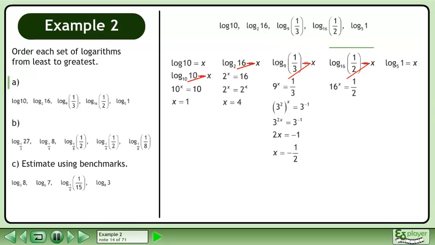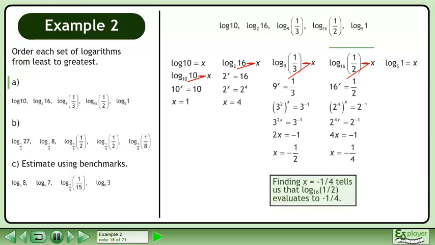The next logarithm can be written as 16 to the power of x equals 1/2. Write 16 as 2 to the power of 4 and write 1/2 as 2 to the power of -1. Multiply the exponents. Set the exponents equal to each other. This gives us x equals -1/4. Finding x equals -1/4 tells us that the base 16 logarithm of 1/2 evaluates to -1/4.